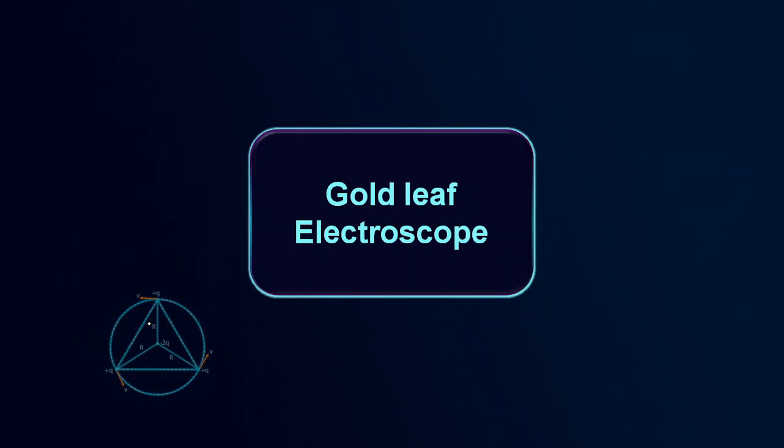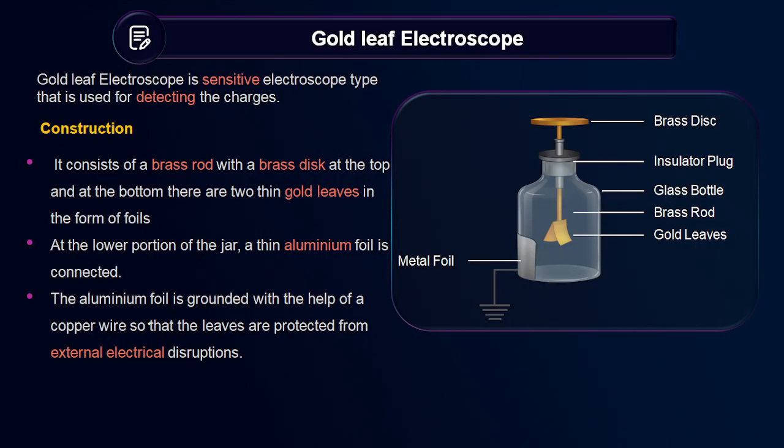Now one small experiment is called the gold leaf electroscope. In this case, there is one jar in which we connect one metal leaf. You can use aluminum foil also, which is available in almost all households.